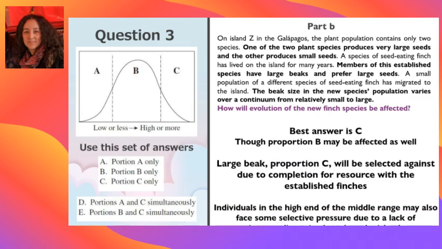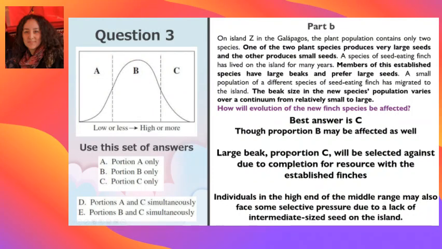So the best answer is C, though proportion B may be affected as well. So let's consider this. The large beak proportion C are competing for resources with the established birds. So they're going to have the greatest selection acting on them due to competition for resources. So proportion B may be affected as well.